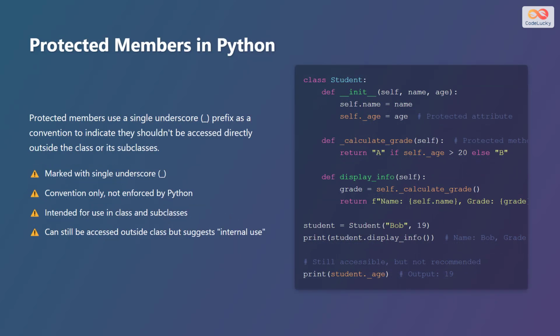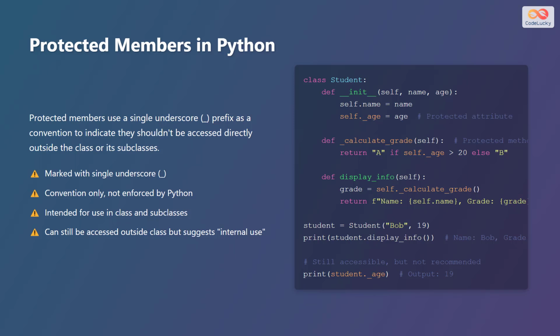Now let's discuss protected members. Protected members are indicated by a single underscore, that is, an underscore prefix, as a convention to indicate that they should not be accessed directly outside the class or its subclasses. Keep in mind that this is just a convention and is not enforced by Python. Protected members are intended for use within the class and its subclasses. While they can still be accessed outside the class, it suggests that they are meant for internal use.